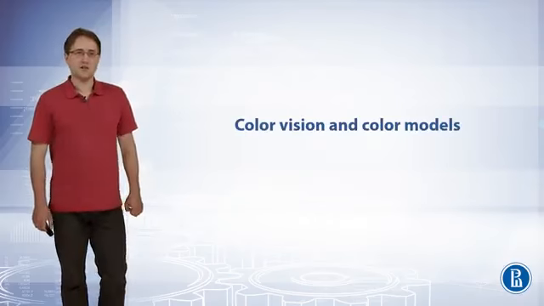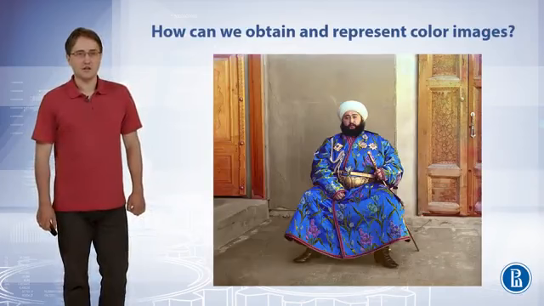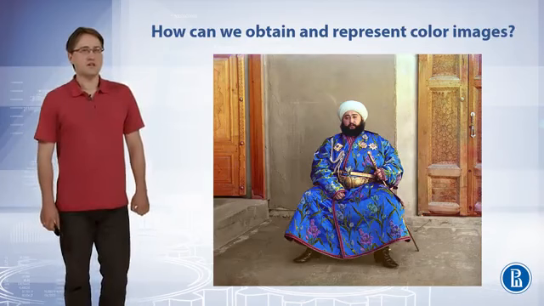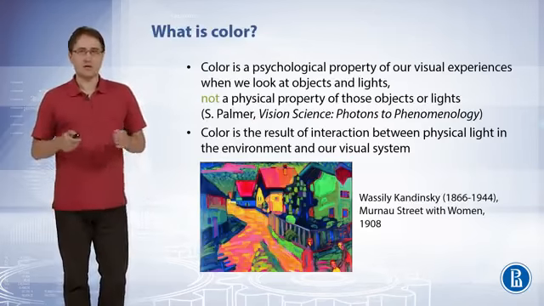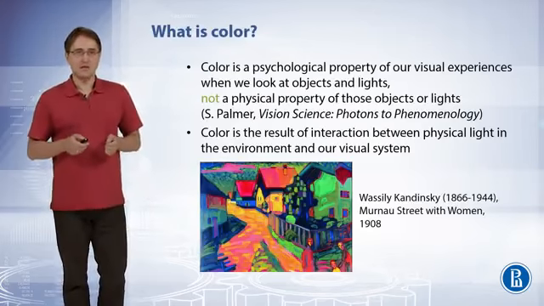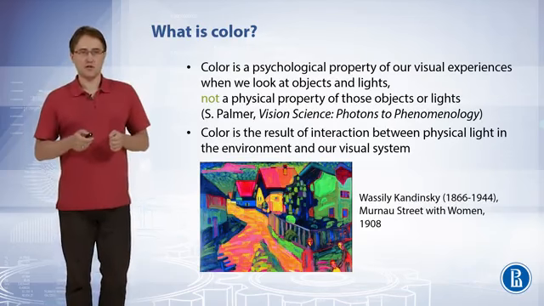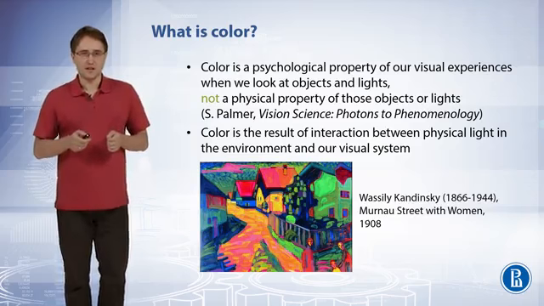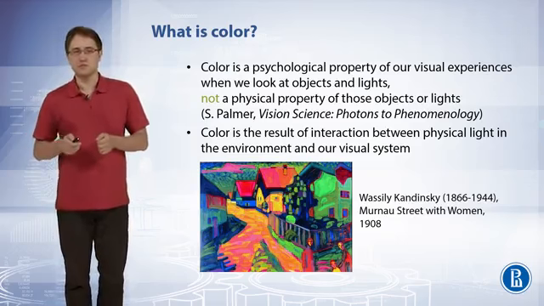Now we know what grayscale digital images are. The next question: how can we obtain and represent color images? What is color? Color is a psychological property of our visual experience when we look at objects and lights, and it is not a physical property of those objects and lights. Color is the result of interaction between physical light in the environment and our human visual system.